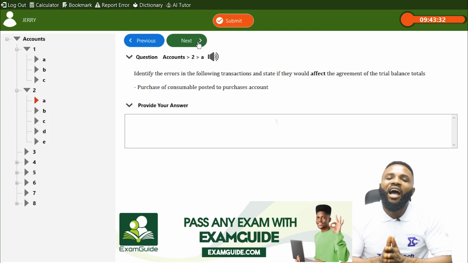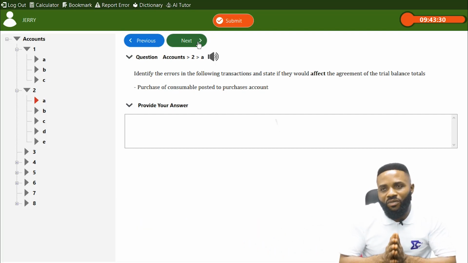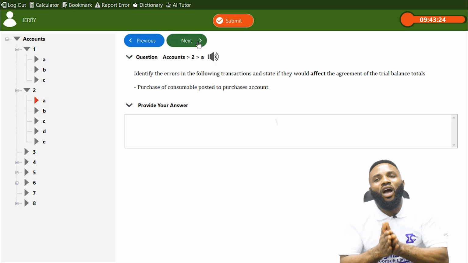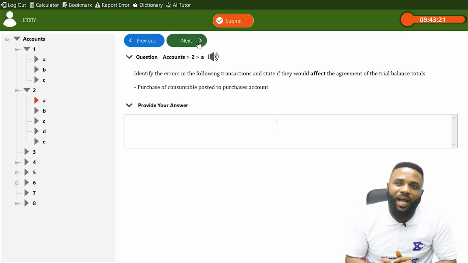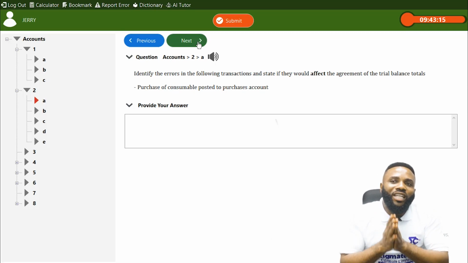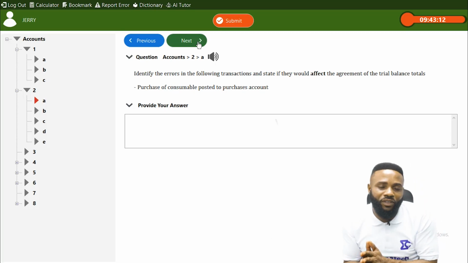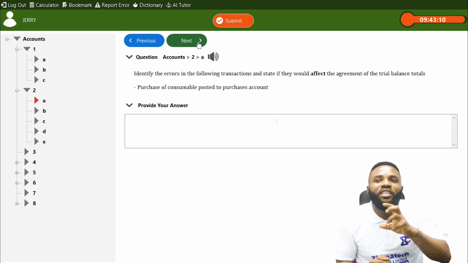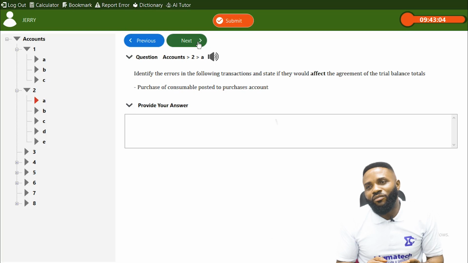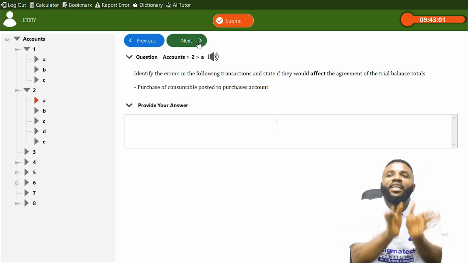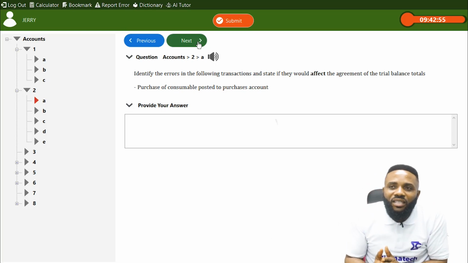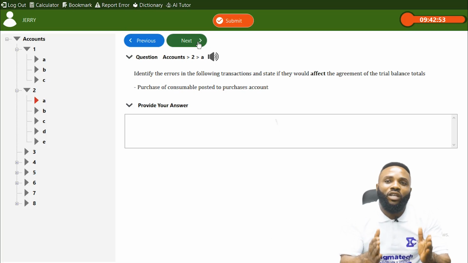And basically, we have two categories or two classes of error. We have errors that will affect the total of the trial balance and errors that will not affect the total of the trial balance. Remember, I have said earlier that the trial balance is a list of balances extracted from the ledger to test the arithmetical accuracy of the ledger. The trial balance is what is used to carry out an accounting X-ray on the ledger to see if there are errors. Now, there are errors that can affect the total of the trial balance, and there are errors that may not affect the total of the trial balance.